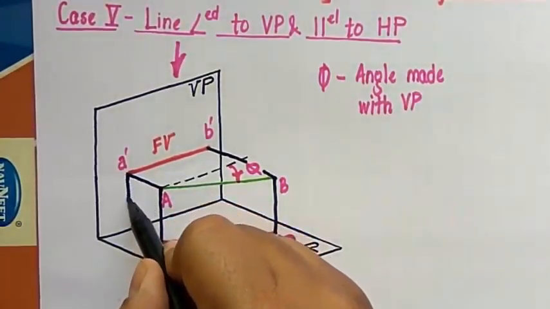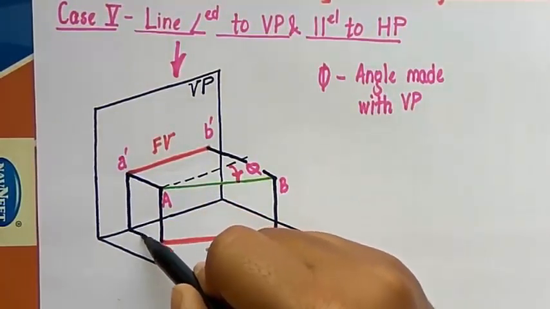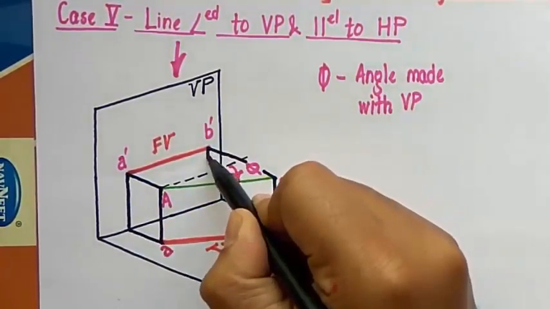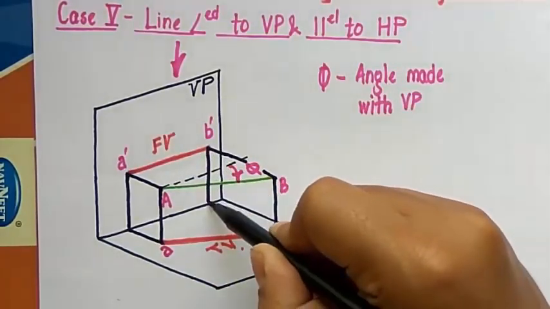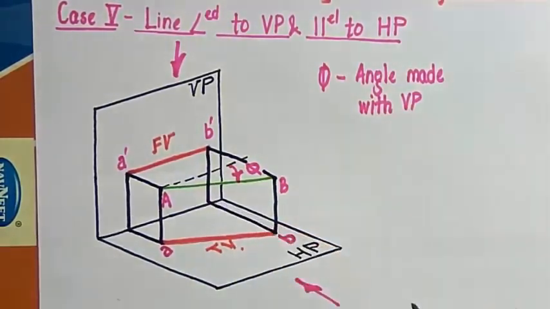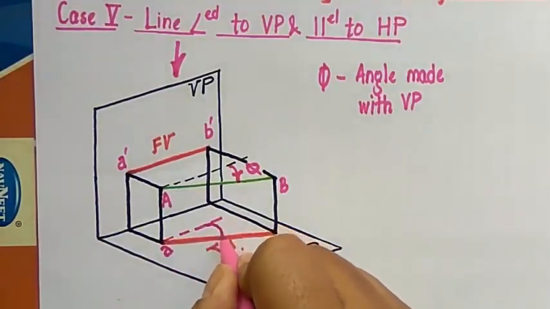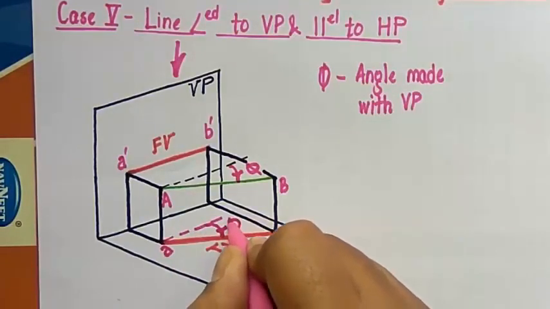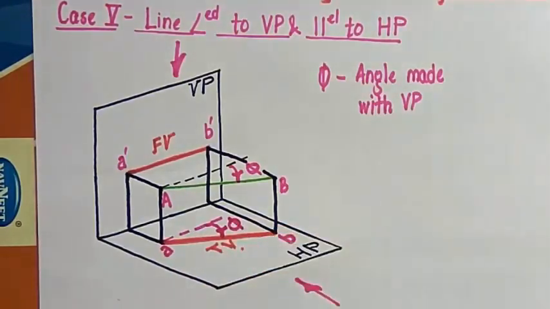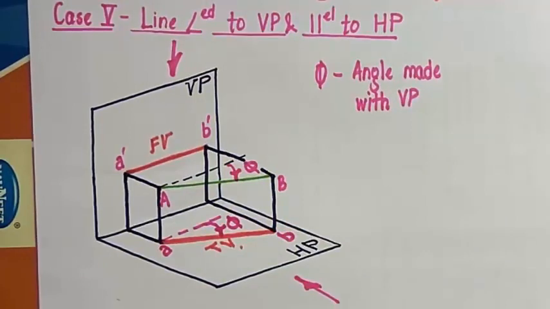So we have this, and then we join this B dash with this B over here. You can also see that the angle that the line makes with the vertical plane can be seen from the top. So this was the pictorial representation.